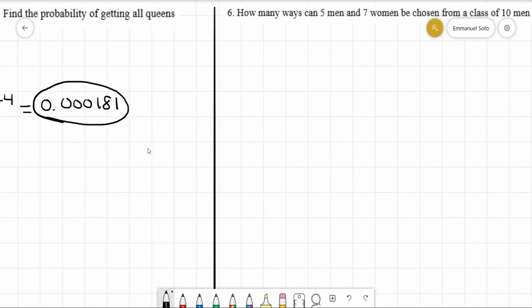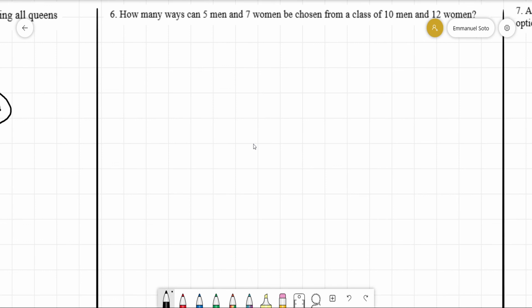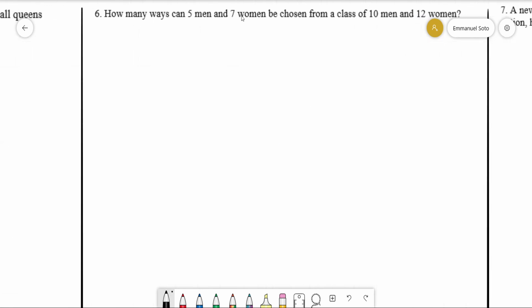Alright, now let's look at number 6. How many ways can 5 men and 7 women be chosen from a class of 10 men and 12 women? It's good to note that it's 5 men, 7 women. If you have 10 men and you were to choose 5 men, it does not matter what order you choose the men, and it does not matter what order you choose the women. So this is a combination problem. So order does not matter.